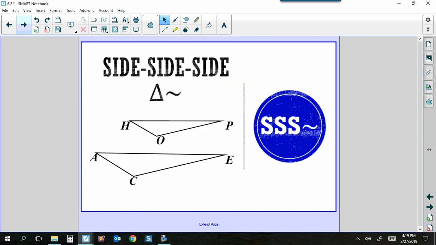So let's make this a little bit more clear. You guys have a table at the bottom of your paper where you have three triangle similarity boxes.